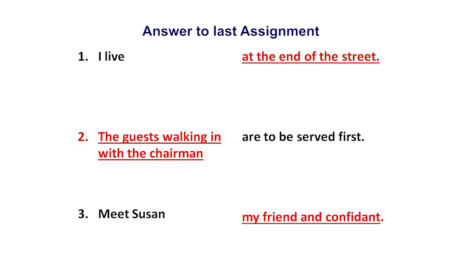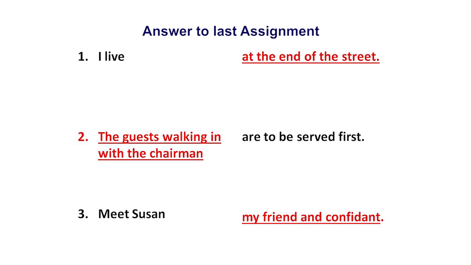The second sentence says, the guests walking in with the chairman are to be served first. The guests walking in with the chairman is the first part of the sentence, and the second part says, are to be served first. It is the first part of the sentence that is a phrase because it doesn't have a finite verb. The word there that looks like a verb is the word walking, and it is not a finite verb. It is a continuous form of the verb. So the guests walking in with the chairman is the phrase.